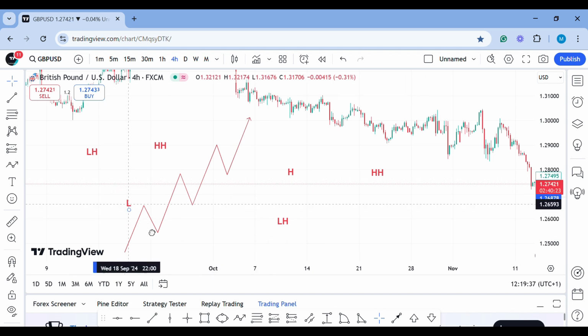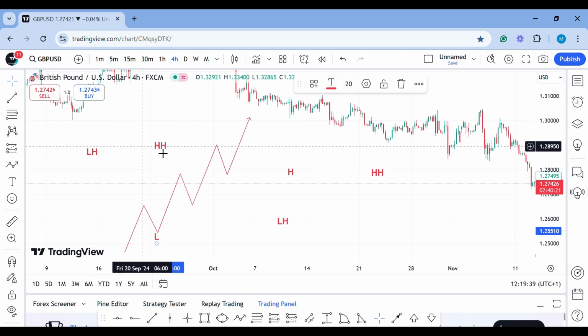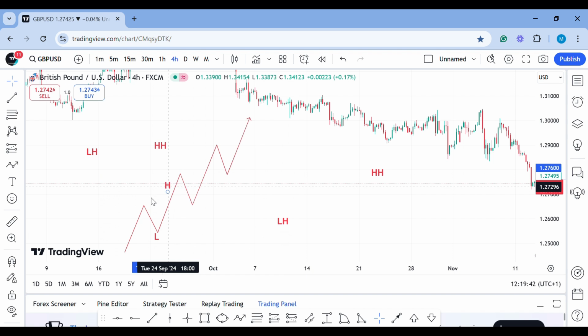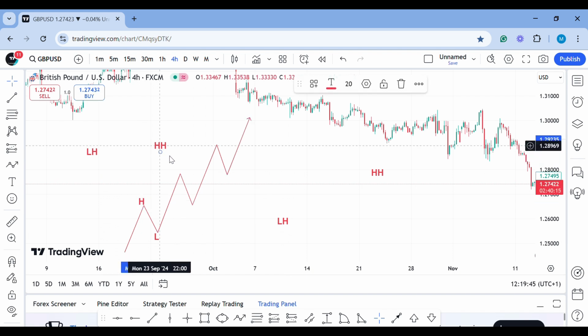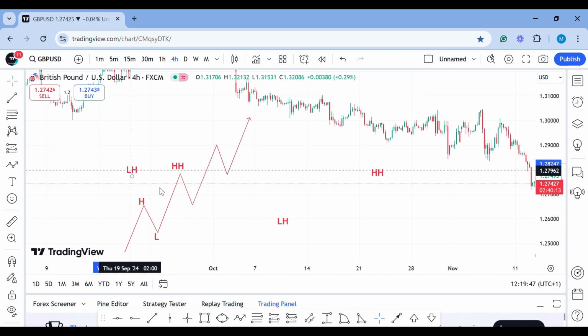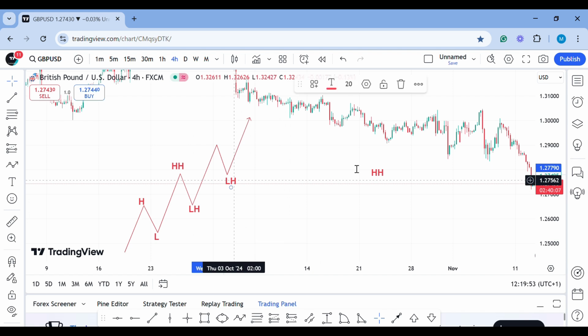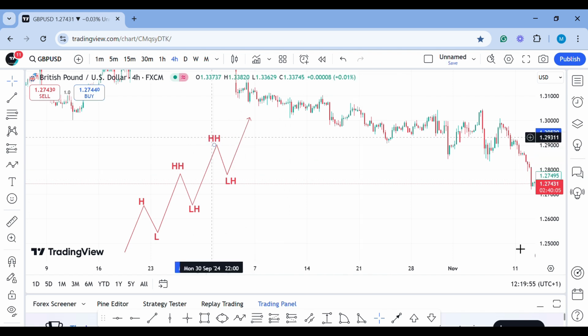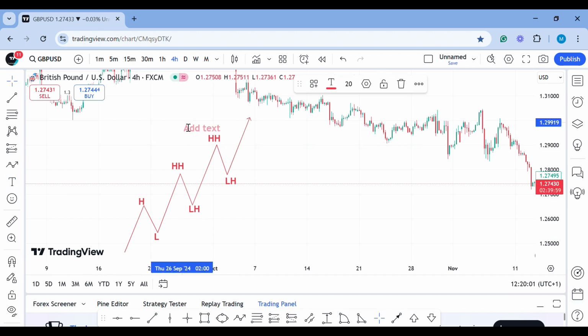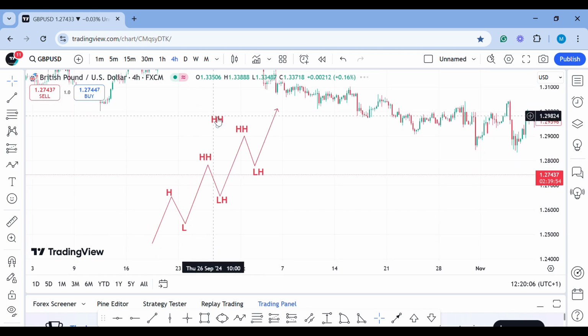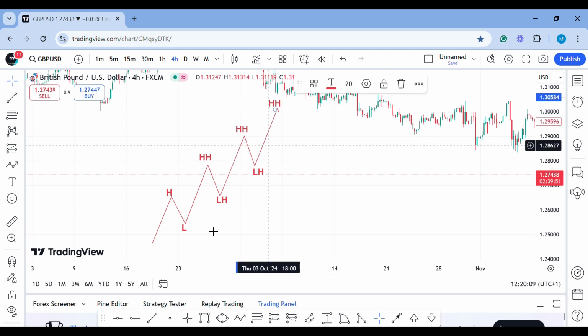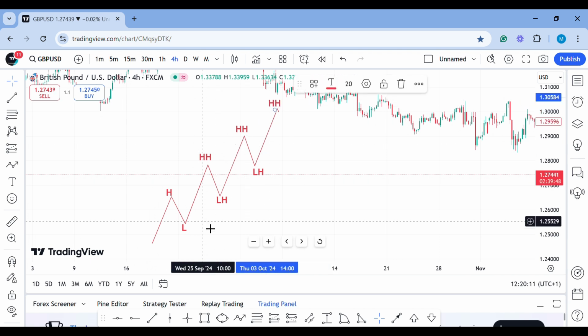Okay, this is the low, this is the low, and this is the high, higher high, lower high, lower high, higher high. This is the template of an upward movement on market structure.